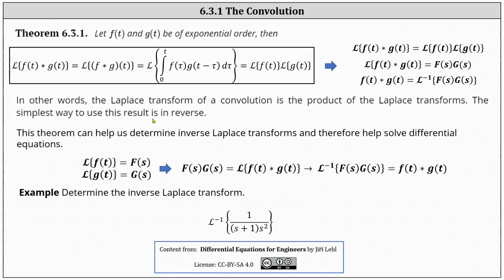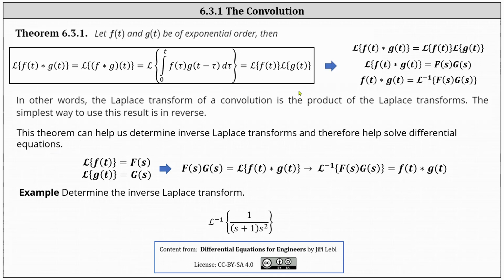The simplest way to use this result is in reverse. So if we start with the Laplace transform of the convolution of f of t and g of t equals the Laplace transform of f of t times the Laplace transform of g of t, we can write the right side as big F of s times big G of s. Then if we take the inverse Laplace transform of both sides of the equation, we have the convolution of f of t and g of t equals the inverse Laplace transform of the product of big F of s and big G of s. This theorem can help us determine inverse Laplace transforms and therefore help solve differential equations.